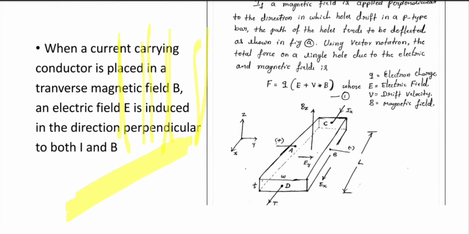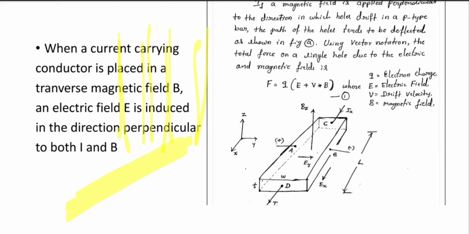So, when a semiconductor or any current carrying material is placed in a magnetic field B, an electric field will be generated and the direction of the electric field will be just perpendicular to both the direction of current and the magnetic field. So we will consider a p-type semiconductor.